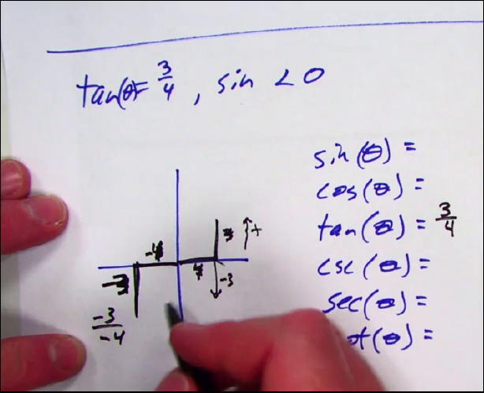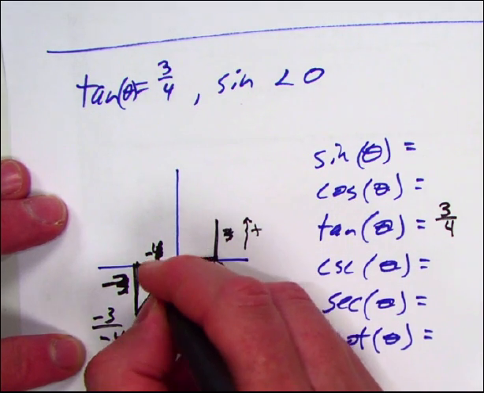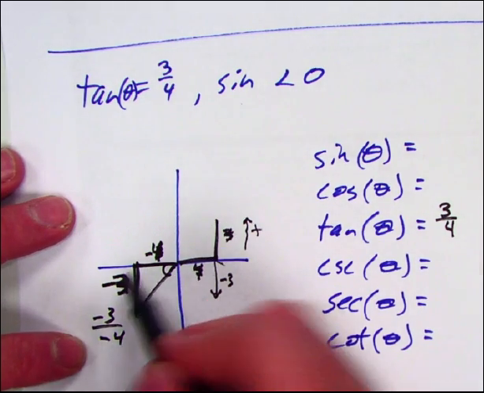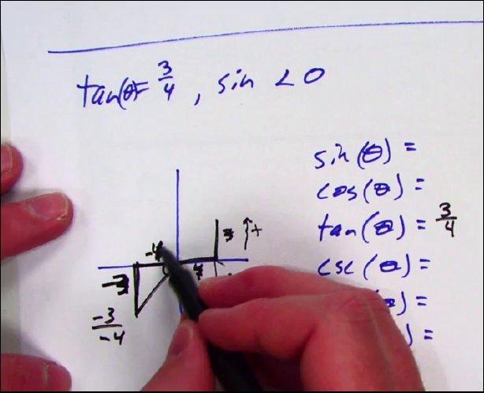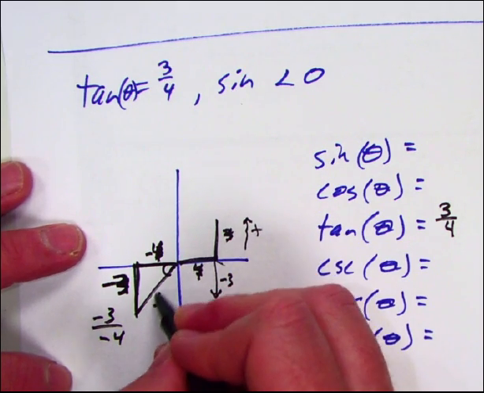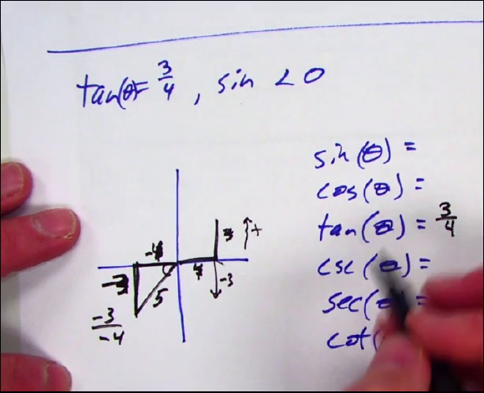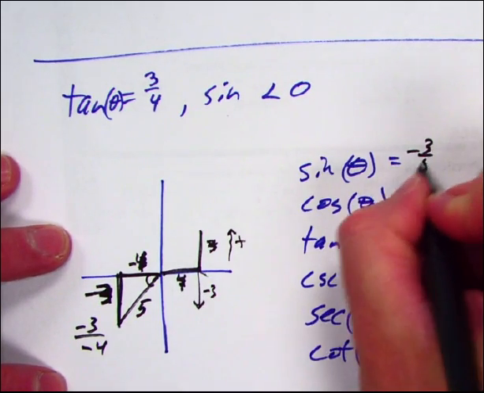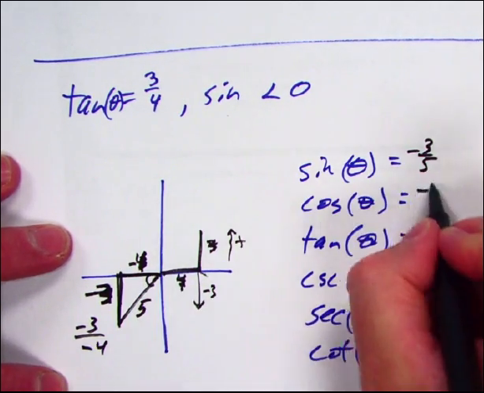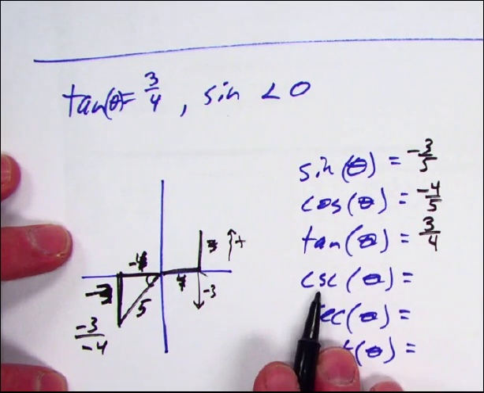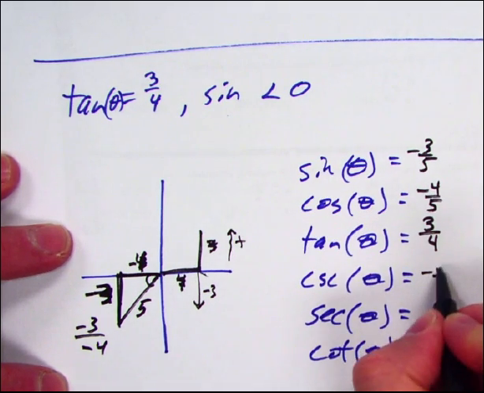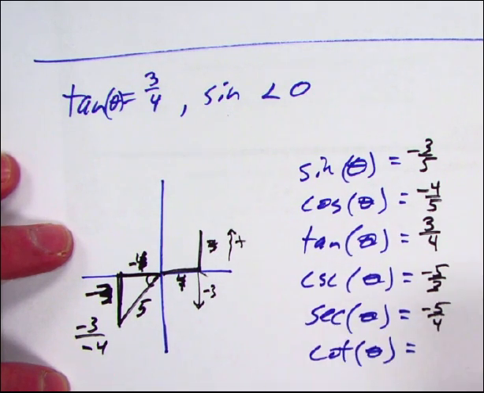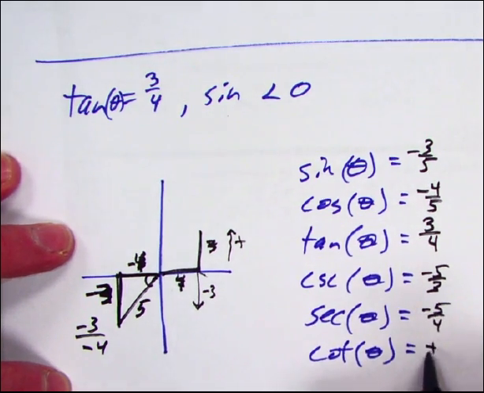Then this is where my hypotenuse is, this is where my angle is, and then a squared plus b squared equals c squared, and for this would be 4 squared is 16, plus 9 is 25, square root of 25 is 5. My hypotenuse is 5. And then I just go through opposite over hypotenuse, so sine is negative 3/5. Adjacent over hypotenuse, cosine is negative 4/5. Cosecant is the sine flipped over, so that's negative 5/3. Secant is the cosine flipped over, so that's negative 5/4. And cotangent is tangent flipped over, so that's 4/3.